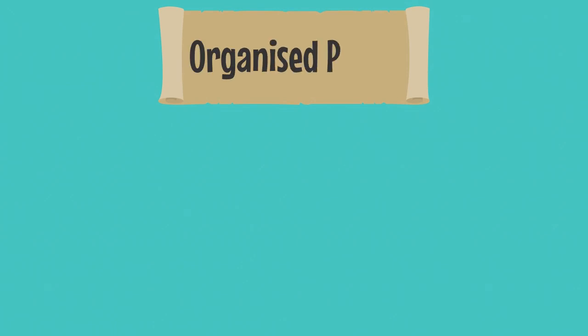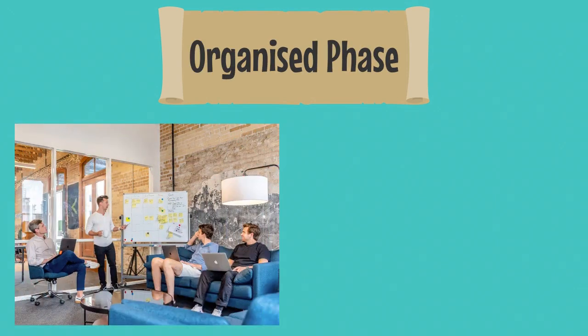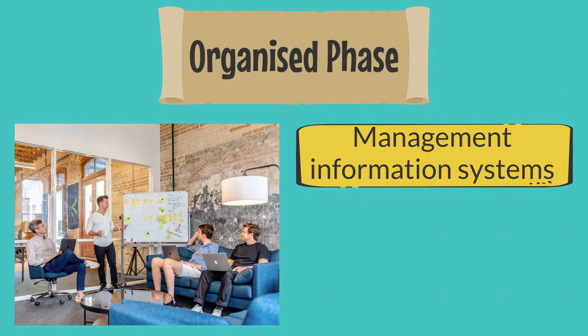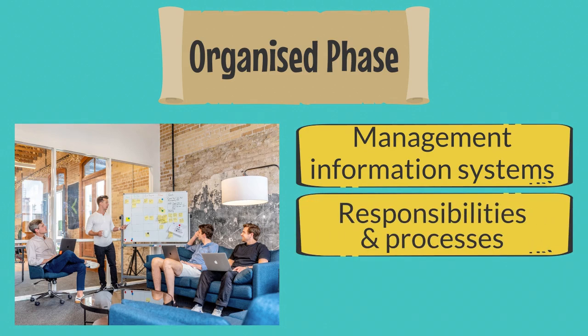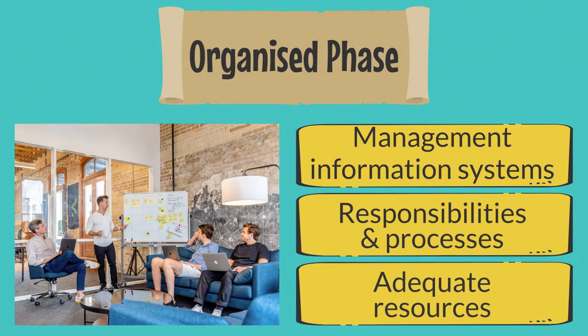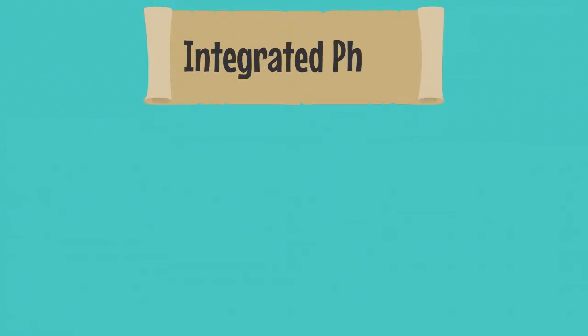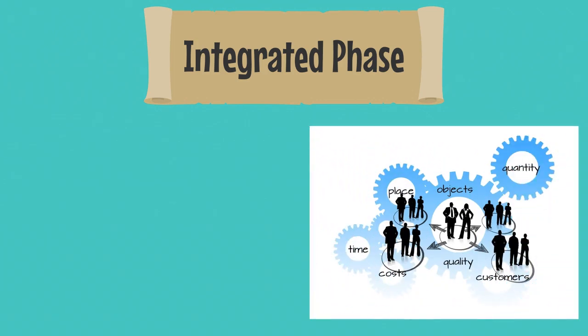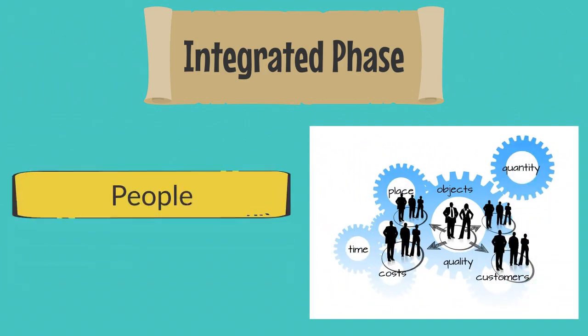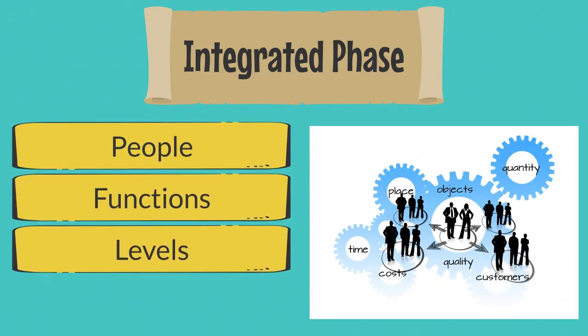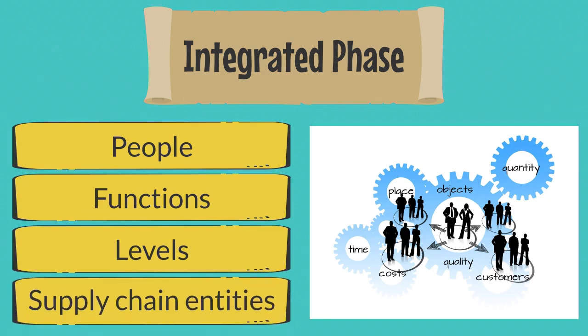At the organized phase, standard supply chain systems such as management information systems are created and implemented. Responsibilities and processes for core logistics operations are clarified, and adequate financial and human resources are mobilized to operate the system. At the integrated phase, an interconnected supply chain organization connects and manages people, functions, levels, and supply chain entities.